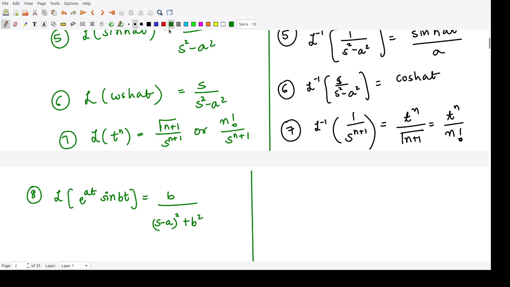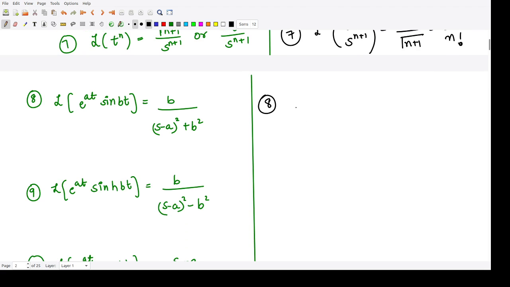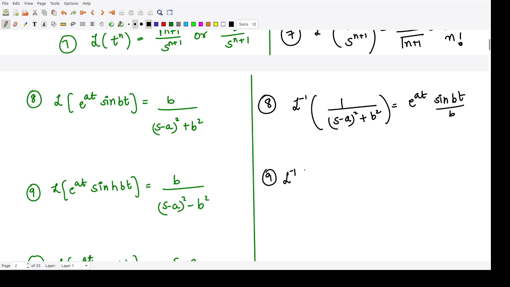So for this 8th result, what do we have? The inverse Laplace transform of 1 divided by (s minus a) square plus b square is equal to e to the power at sine bt divided by b. Then the Laplace inverse of 1 divided by (s minus a) whole square minus b square is equal to e to the power at sine hyperbolic bt divided by b.